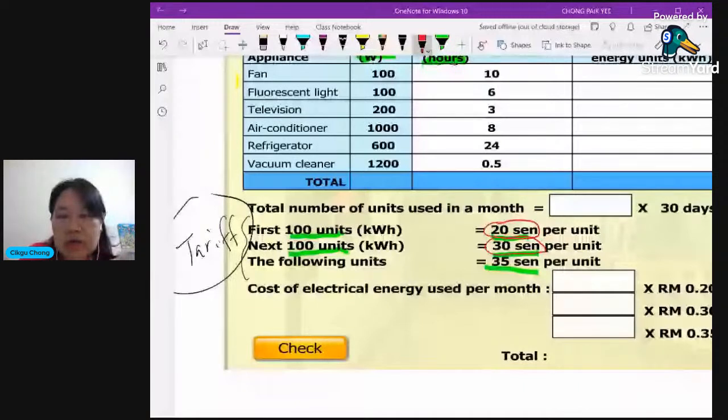Okay, now do it now, girls. Please do it now. So this one, 0.1 times 6, you get 0.6. Then your television is 0.2. Right, this is 0.1 times 10, you get 1. 0.1 times 6, you get 0.6. If I'm wrong, please let me know, girls. I can make mistakes, okay?